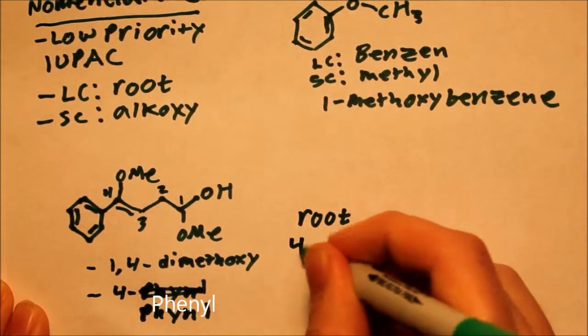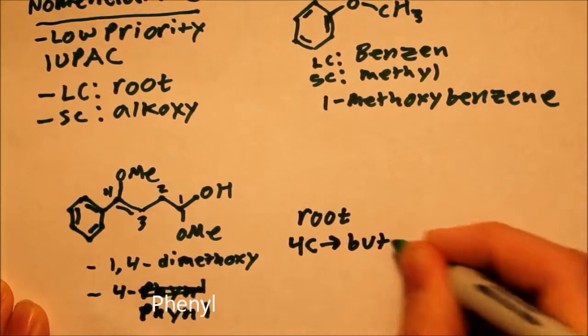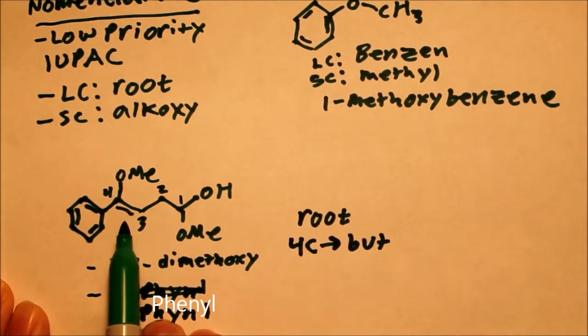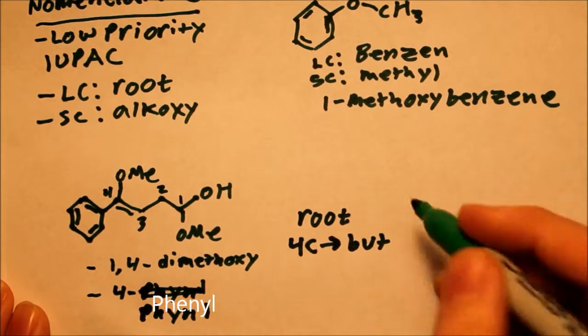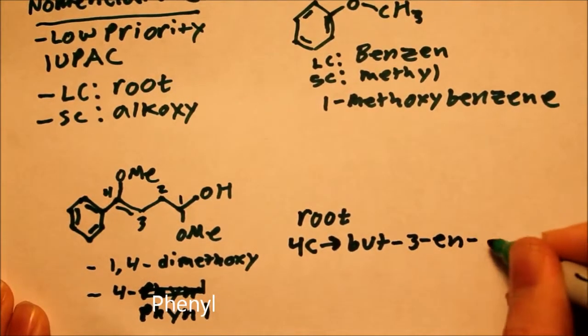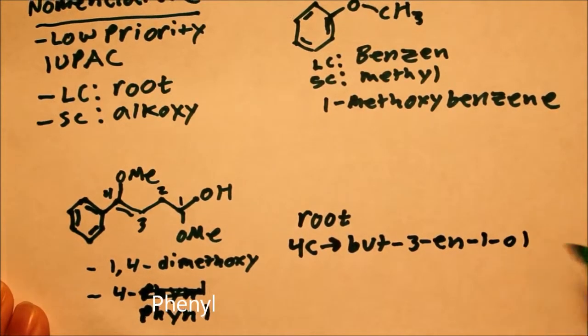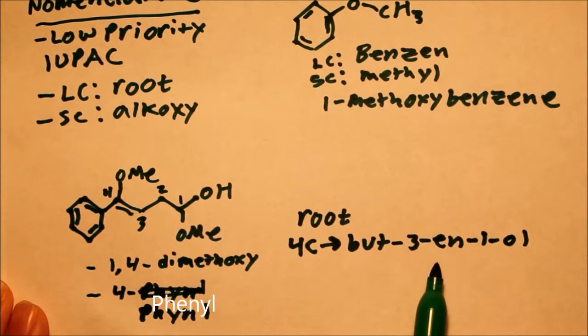So if we're to look at the root, since we have 4 carbons, that's going to be but-. It's going to start with but, but since we've got a double bond here, it's going to be but-3-en-1-ol. So this is our base.